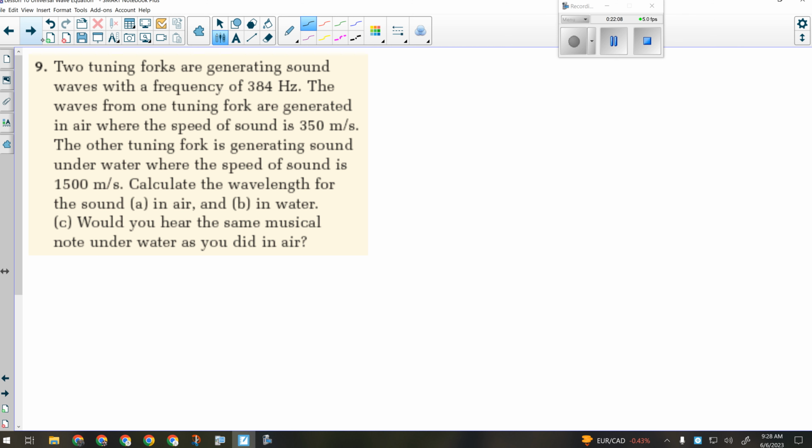The viscosity of the water very quickly dissipates the vibration of the tuning fork. Actually, if you hit a tuning fork and then put it near the water, it splashes everywhere because the vibration caused it to do that. Would you hear the same musical note underwater as you did in air?